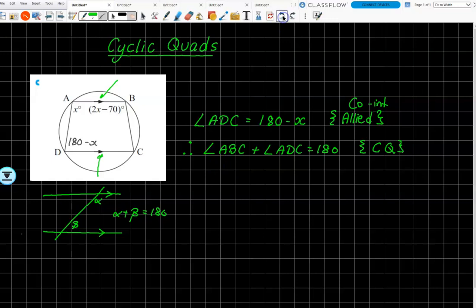And therefore, 2x minus 70 plus 180 take x has to equal 180. Huzzah, huzzah. X equals 70. Happy days?